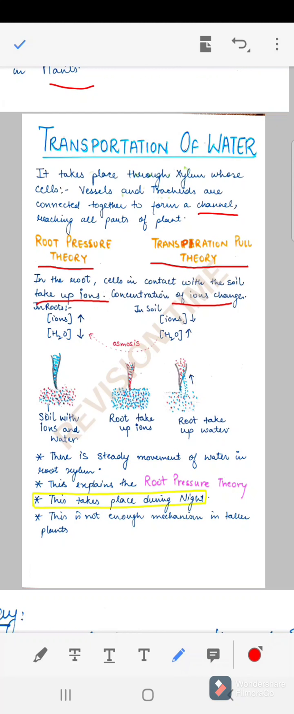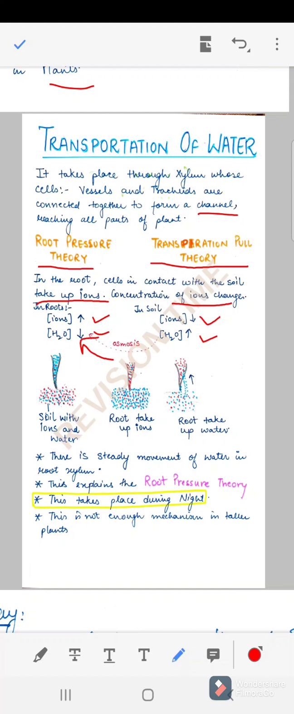In the roots, the concentration of ions is high, hence the water concentration is low. Whereas in the soils, the concentration of ions is less now because the root has taken up the ions and the water concentration here is high. So what will happen? The water will move to the roots steadily because due to the osmosis we know that the movement of water from the region of higher concentration towards the region of lower concentration takes place across a semi-permeable membrane.